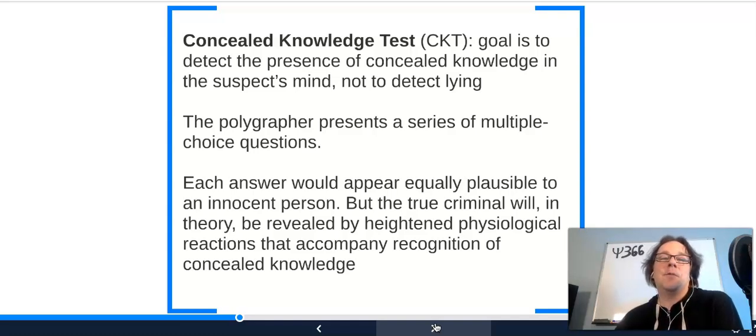So when we use the polygraph in these concealed knowledge tests, what the polygraph examiner will do is ask a question as a multiple choice question. So you can ask somebody, where is the body? Where was the body dumped? Was it A, on the side of a road, and we don't see any type of reaction going on, right?